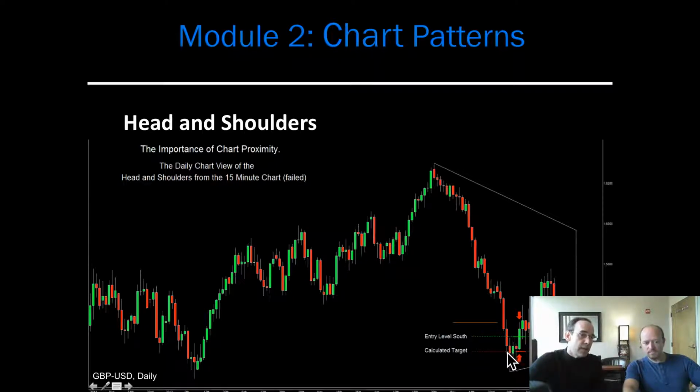And what we've done here is I put some lines showing the context of where that head and shoulders pattern was. And if you look at the green line right here, our head and shoulders was actually right in this area right here. And this green line would have been the neckline, okay, to go south. All right, and then our calculated target, I have a red line here to show where our calculated target would have been right here.